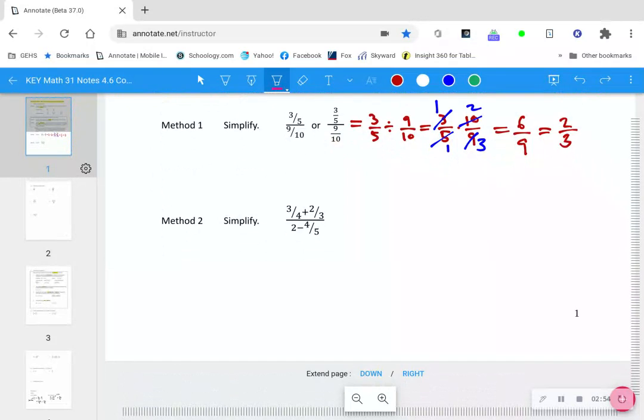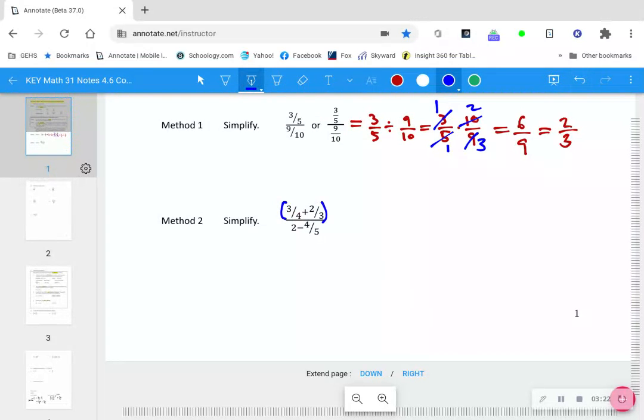This second problem here has a 4 as a denominator, a 3, and a 5. So if we can come up with a number that is a multiple of all three of those, we're going to be in business. So I usually start with the bigger one, the 5. 5, 10, 15, 20, and so forth. And if you keep going, the first number that all of them divide into is 60.